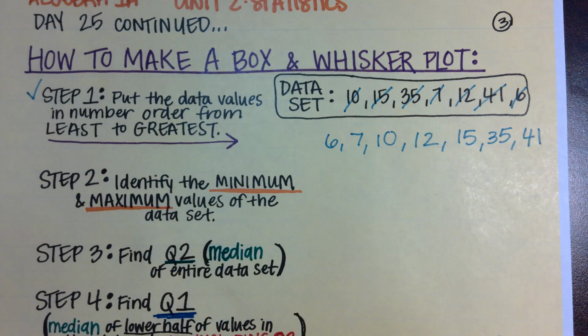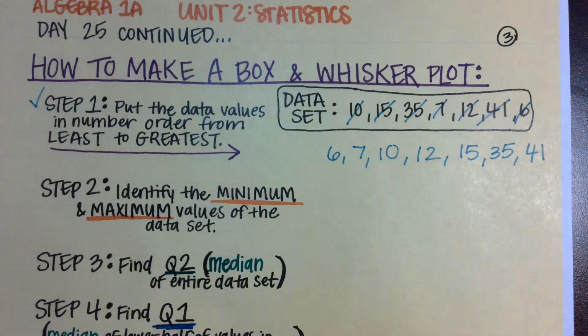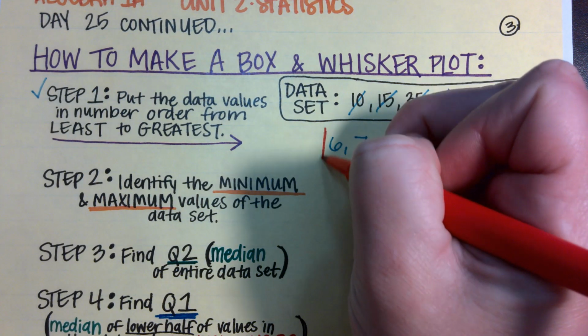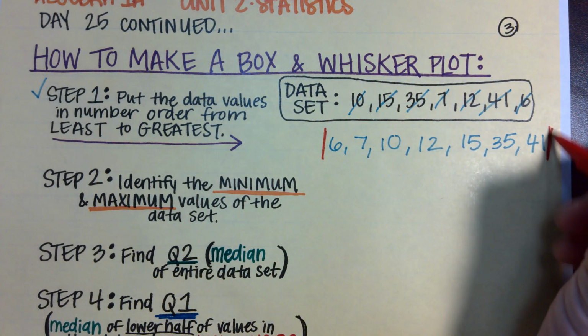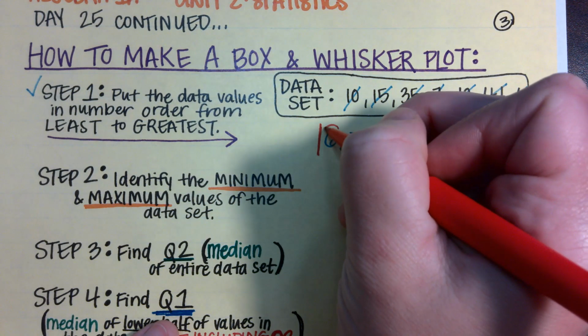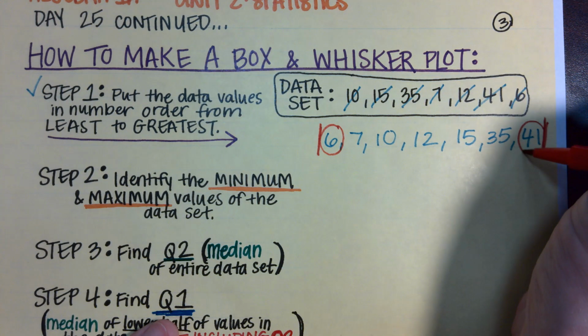Okay, now for step 2, we need to identify the minimum and maximum values of the data set. So for step 2, what I'll have you do is draw lines on either side, and then we're going to circle our minimum and maximum values. What's our minimum? 6. So we'll circle that. What's our maximum? 41. Good.